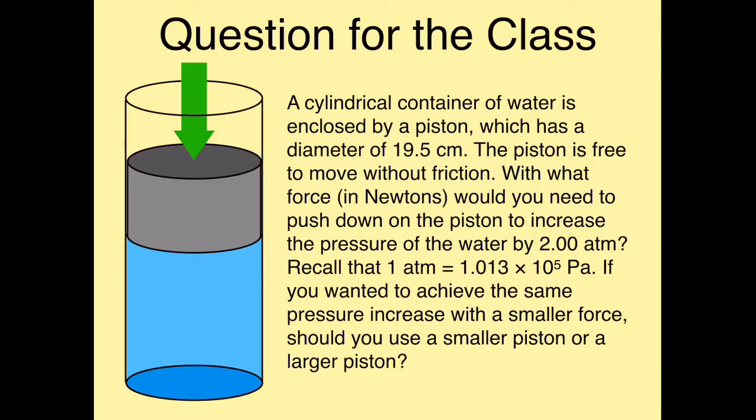Now, here's an example for you guys to try to work out. We have a cylindrical container filled with water that's enclosed by a piston, as we see here. The diameter of that piston is 19.5 centimeters. The piston is free to move up and down without any friction. So the question is, with what force in newtons would you need to push down on the piston in order to increase the pressure of the water by 2 atmospheres? Let's recall that an atmosphere is equivalent to 1.013 times 10 to the 5 pascals.